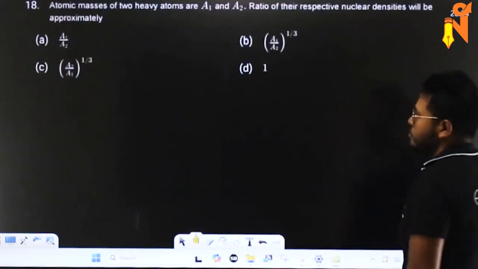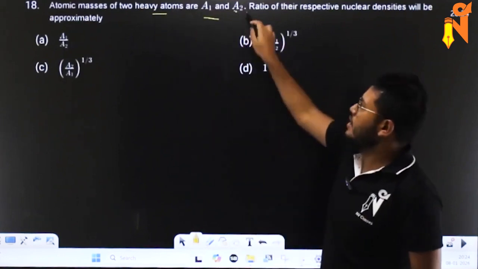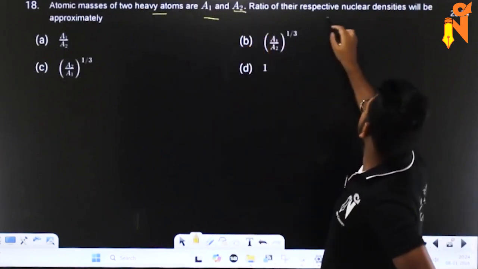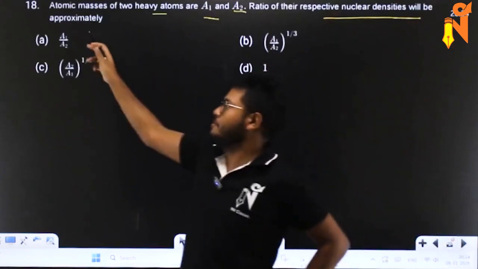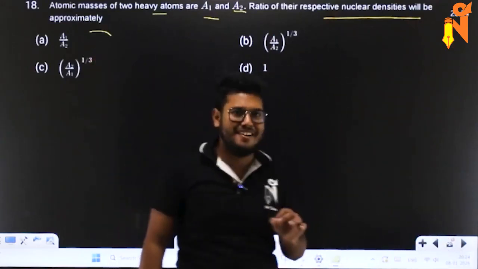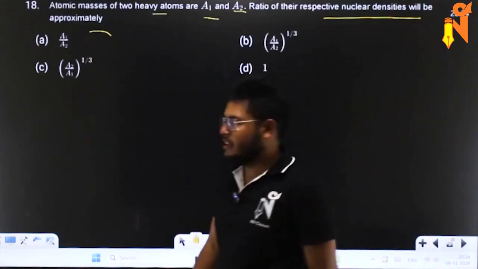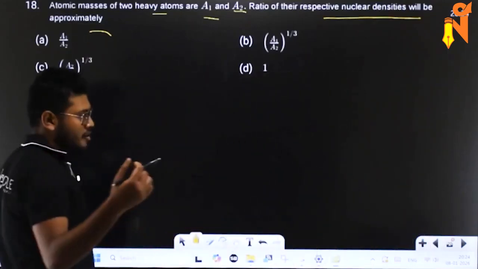Let's quickly go to this next one. Atomic masses of two heavy atoms are A1 and A2. Fine. The ratio of their respective nuclear densities will be approximately. Now that's also a very easy question. Those who have at least revised their class notes of the nuclear chapter, I hope all of you got it correct. The formula here lies in the liquid drop model.